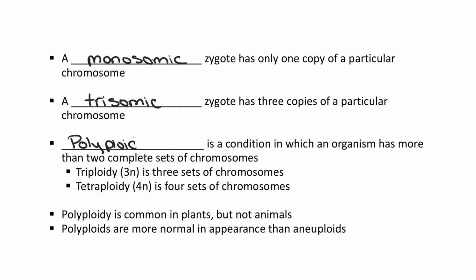Polyploidy is a condition in which an organism has more than 2 complete sets of chromosomes. We see this with 2 or more sets of chromosomes. So we can see this with triploidy, where it has 3 sets of chromosomes, and tetraploidy, which has 4 sets of chromosomes. Polyploidy is common in plants, but not in animals, and polyploids are more normal in appearance than aneuploids.